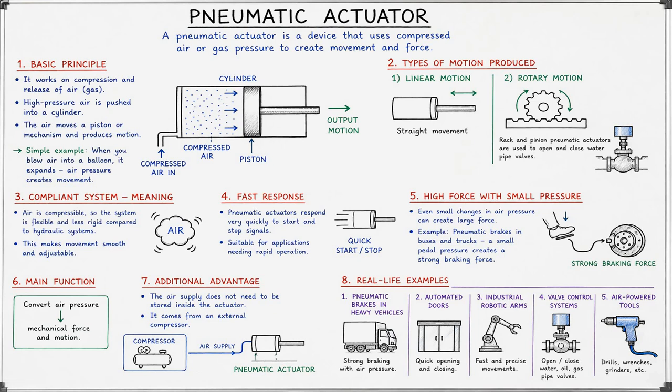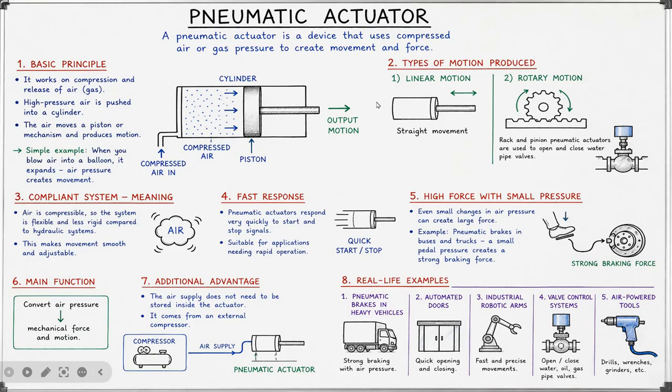A pneumatic actuator is a device that uses compressed air or gas pressure in order to create movement and force. Now, as you have seen in hydraulic actuators, there we were using liquids like oil and water. Here we are using compressed air or gas pressure, which will create the movement and the force.